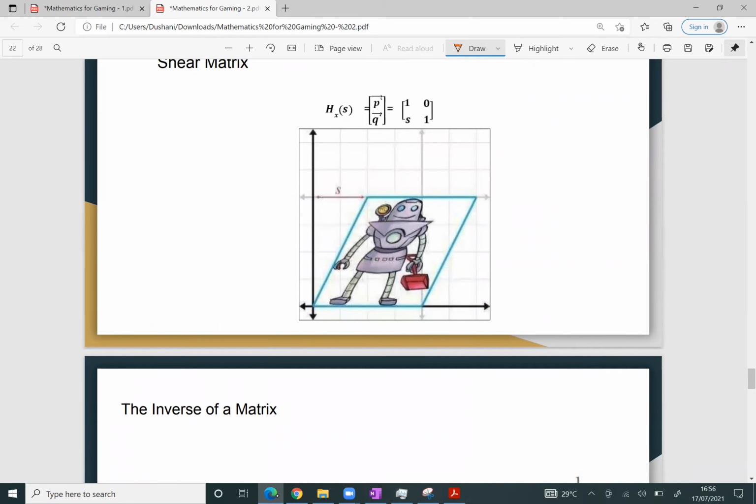When it comes to the shear matrix, this is an elementary matrix that represents the addition of a multiple of one row or column to another. Such a matrix can be derived by taking the identity matrix and replacing one of the zero elements with a non-zero value. So the name shear reflects the fact that the matrix represents a shear transformation.